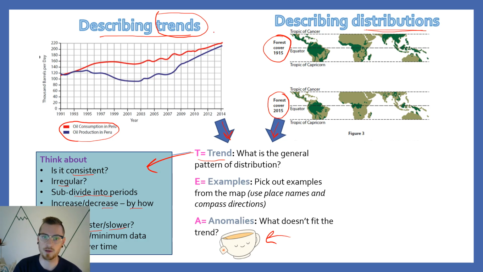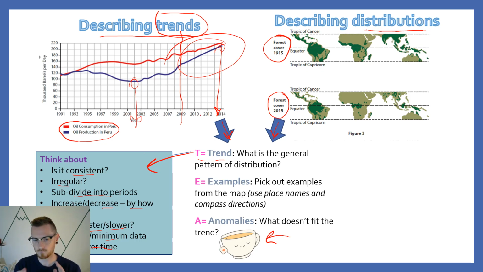Like if we go back up here, we can see there's a considerable increase in the rate of production and consumption in Peru from 2009 onwards. What is the maximum and minimum of the data set? So again, looking at these line graphs here, this is probably my minimum for oil production and maximum for oil production. And I could look at the different years here and how it is changing over time.